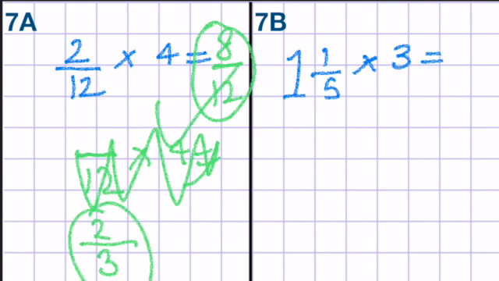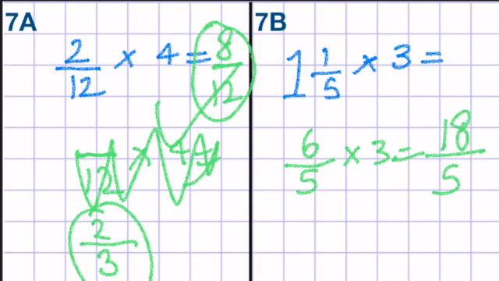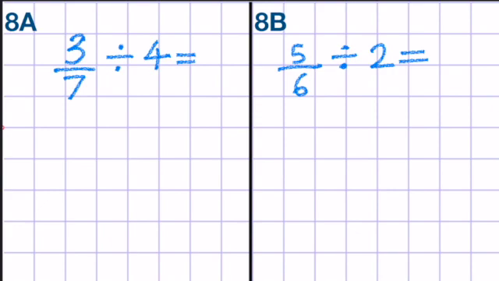Now, before we can do this, we need to change our mixed number. So 1 times 5 is 5 plus 1 is 6. So it's 6/5 times 3. So the 5 stays the same. 3 times 6 is 18. We've got an improper fraction here. If we want to change it to a mixed number, 5 goes into 18 3 times. So it's 3 wholes with 3/5 left over. We can't simplify 3/5 any further.